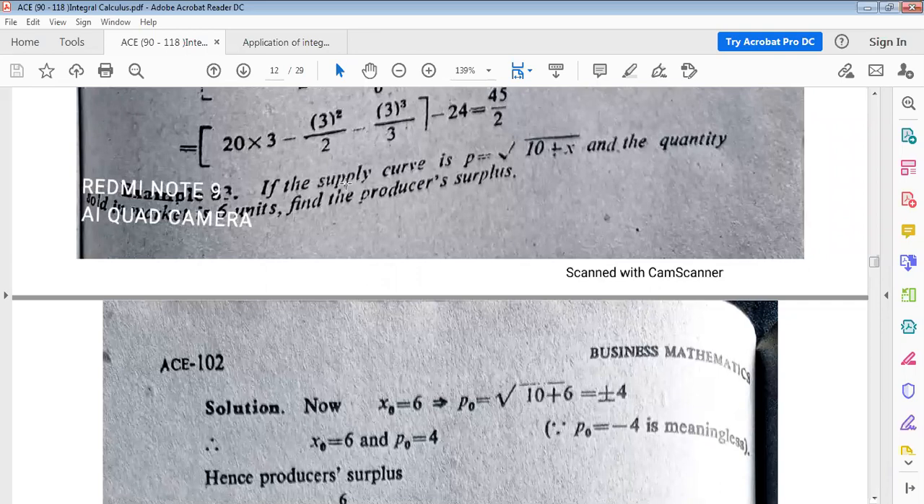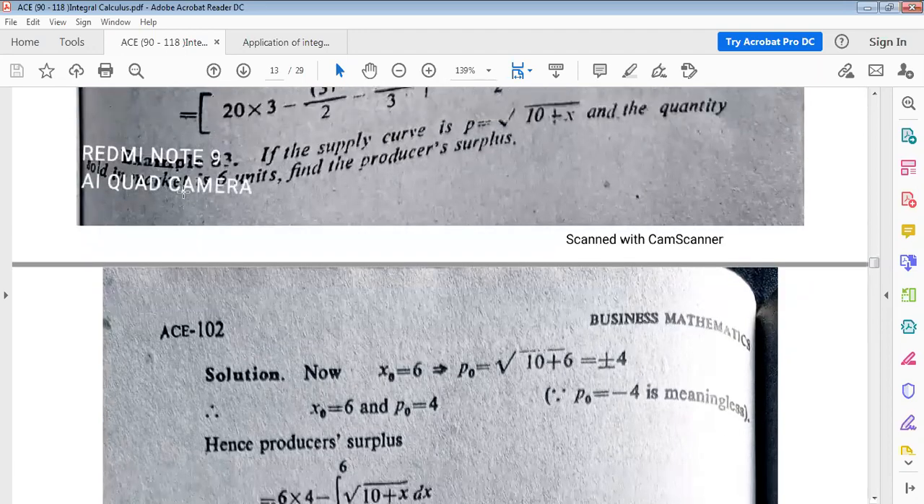Now the next example: if the supply curve is P equals square root of 10 plus X and the quantity sold in the market is 6 units, find the producer surplus. Now we are trying to find the producer surplus. This is the supply function given. If X naught equals 6, then P naught will be square root of 10 plus 6, just putting X equals 6. We get X naught equals 6 and P naught equals 4.